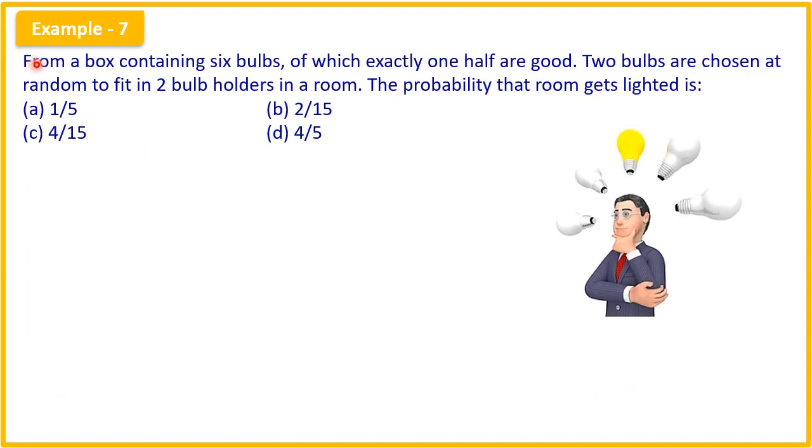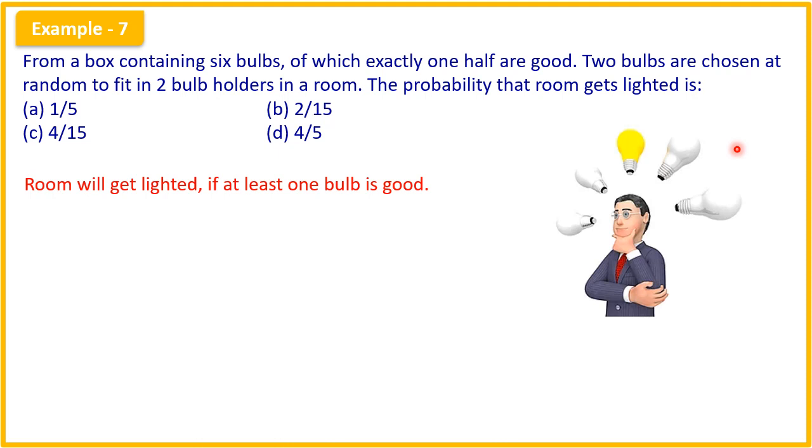Example 7. From a box containing 6 bulbs, of which exactly one half are good, 2 bulbs are chosen at random to fit in 2 bulb holders in a room. The probability that room gets lighted is. So out of 6 bulbs, 3 bulbs are good and 3 are non-working. So I will say that the room will get lighted if at least one bulb is good. So here we need to find out the probability of getting at least one good bulb.